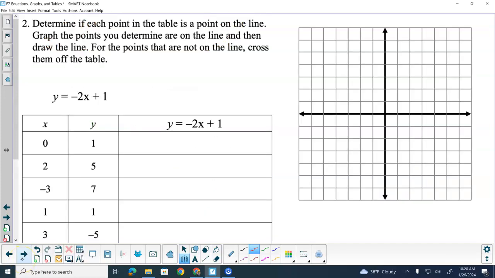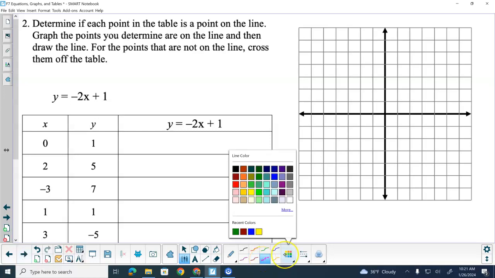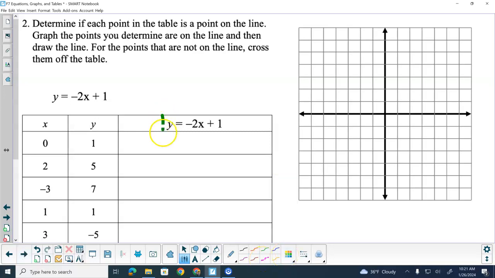So backside here now, number 2. Now we're going to switch it up a little bit. So now we're just going to give you a table. We're not going to say plot these points. We're going to give you a table of values. And then we're going to give you a third column in that table. And that's going to be where you show if that point is on that line or not. So for all of these points in this table, they're going off of this line right here. Negative 2x plus 1.